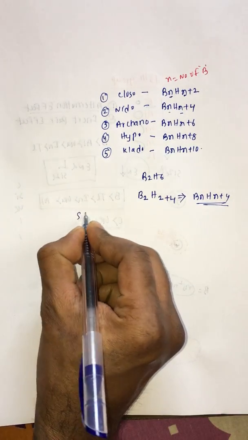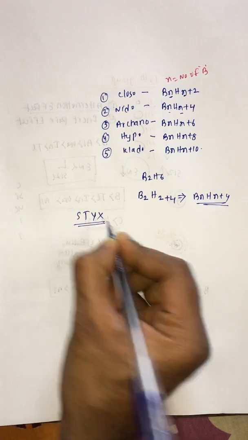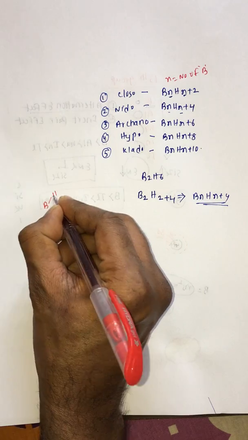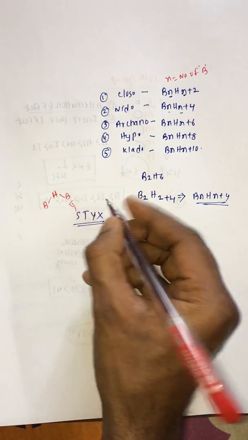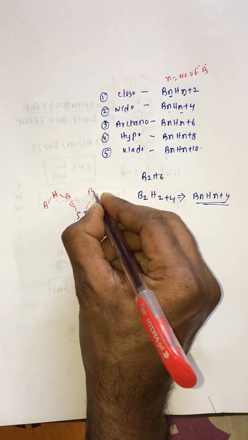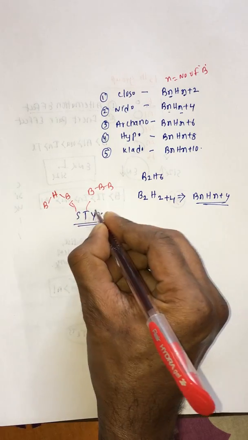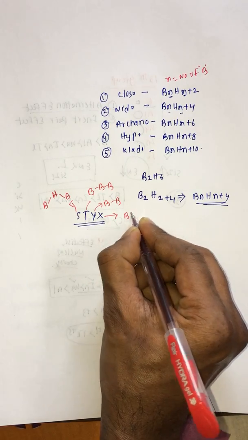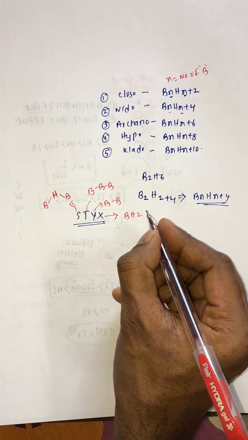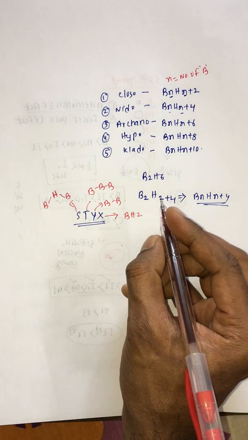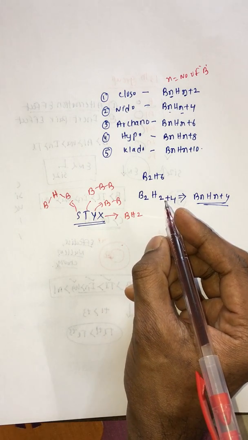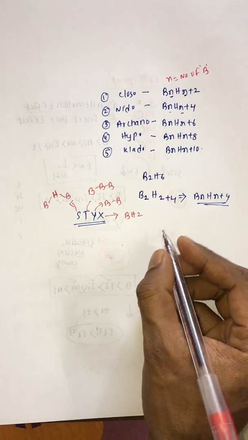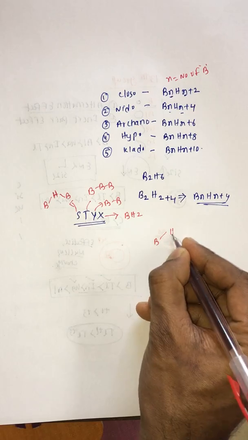And next we have the STYX number. This is also important. S means the number of BHB bonds. T means the number of BBB bonds. Y means the number of BB bonds. X means the number of BH2 bonds. So this is about the STYX number. If you don't know the structure, let's say, you know the structure of B2H6, right?